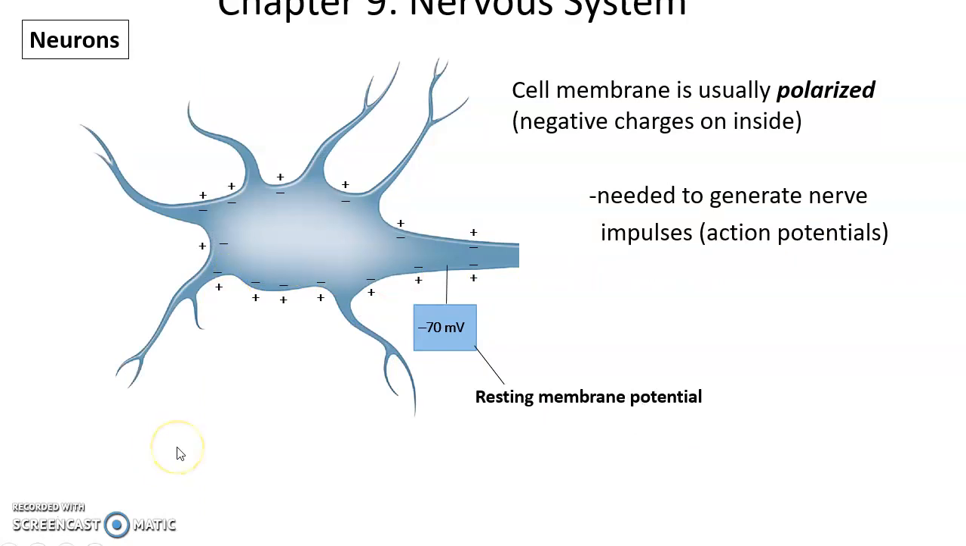All right, neurons. Turns out that the cell membrane on neurons is polarized, which means that it has a charge. Specifically, there is a slight negative charge on the inside of the neuron and a slight positive charge on the outside of the neuron. And this charge, this polarization, is necessary so that neurons can generate nerve impulses and generate what are known as action potentials. And the charge in a resting neuron is negative 70 millivolts. So the resting membrane potential is negative 70 millivolts.